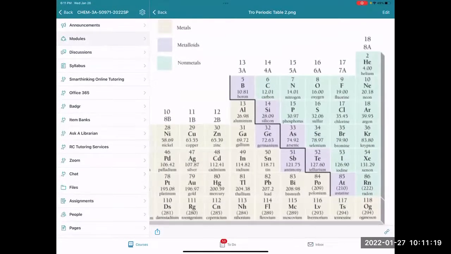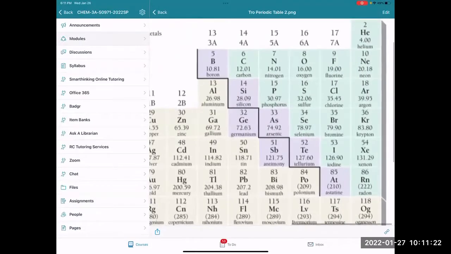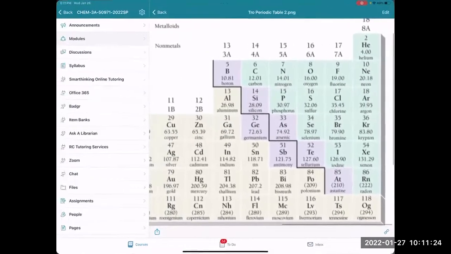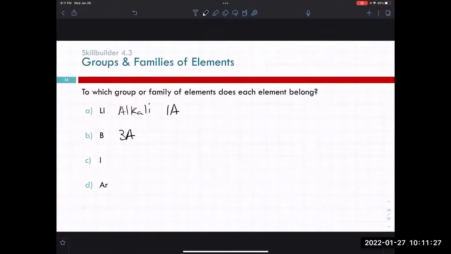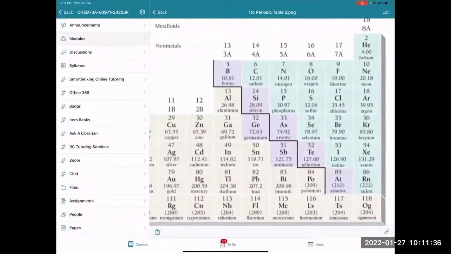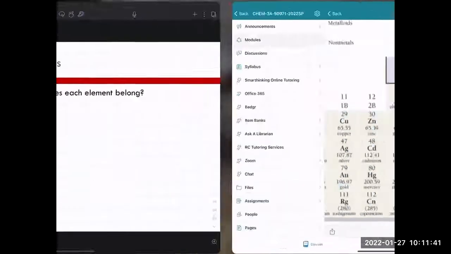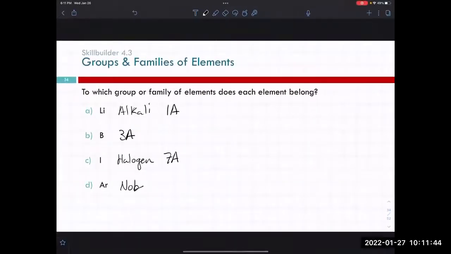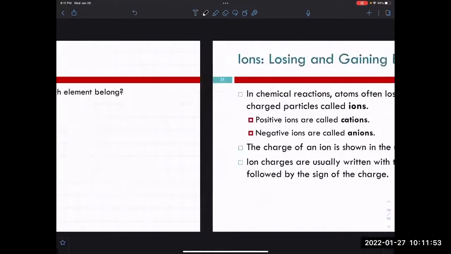Iodine? Oh, you said halogen. Sorry, I misheard which one. Halogen, so it's group 7A. And Ar, argon. Noble gas. Yep, mostly you just need to memorize those.